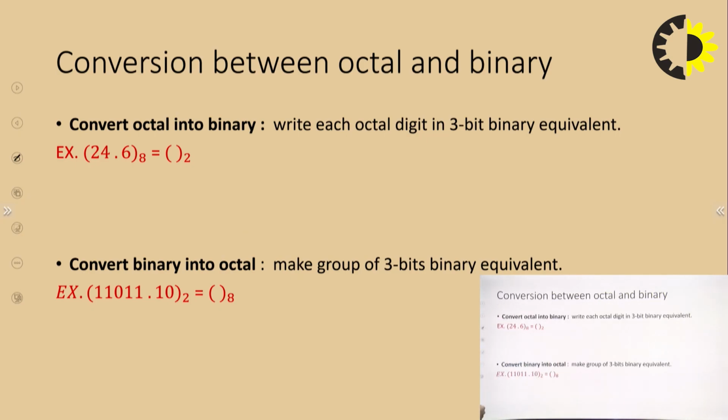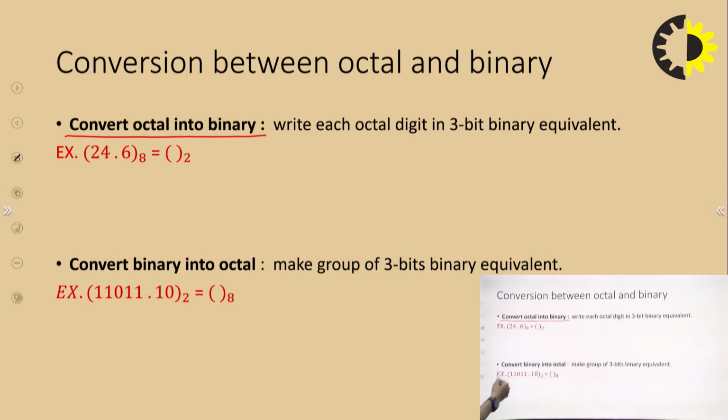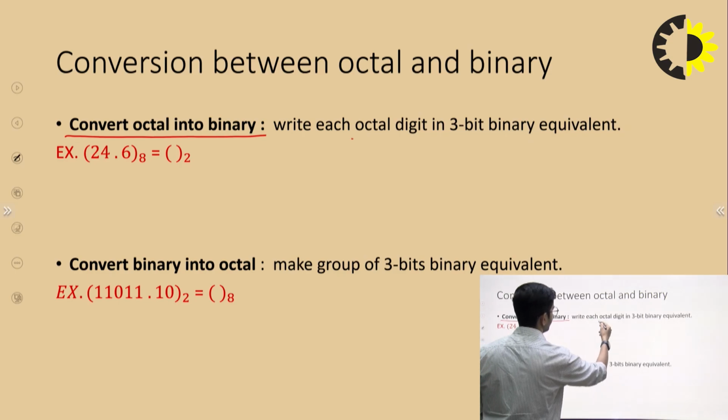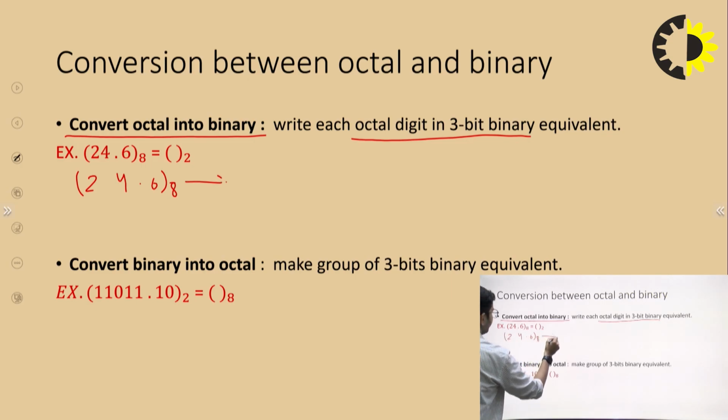Now, if we want to convert octal to binary and binary to octal, how can we proceed? First we can convert octal into binary. In octal, we can represent the digits with 3-bit weighted codes, so we have to write each octal digit as its 3-bit binary equivalent. For example, this is 24.6, which is in octal. We have to represent each digit of the octal number in its 3-bit binary equivalent.